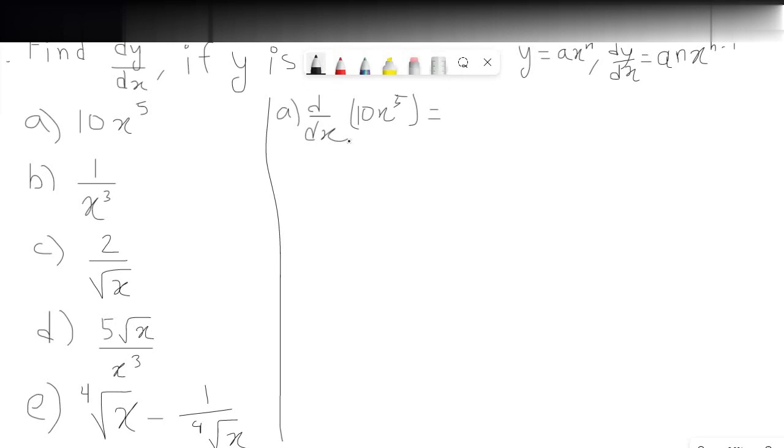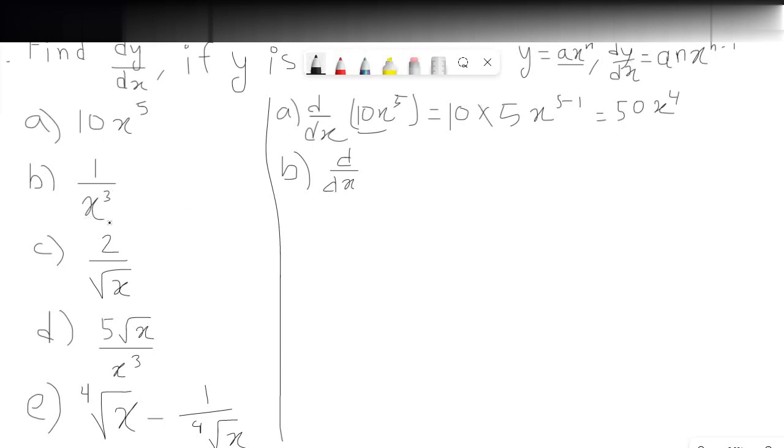So let's think about 10x to the power 5. This is in the form of this guy. So if we compare this with our ax to the power n, we get a being 10 and n being 5. So the answer would be 10 into 5x to the power 5 minus 1, or simply written as 50x to the power 4, and that's our answer. Now let's go to number b. For number b, we have to find the d dx of 1 by x cube.